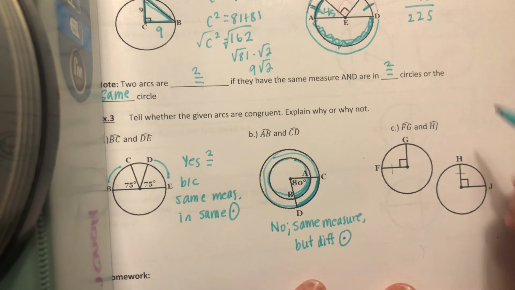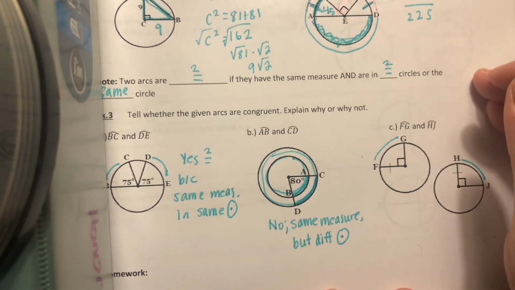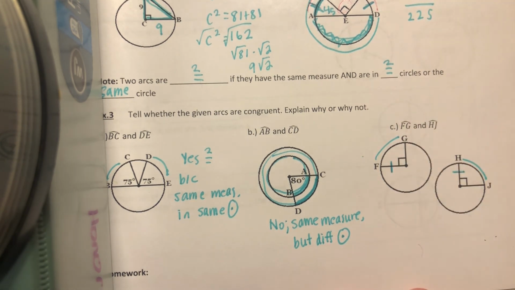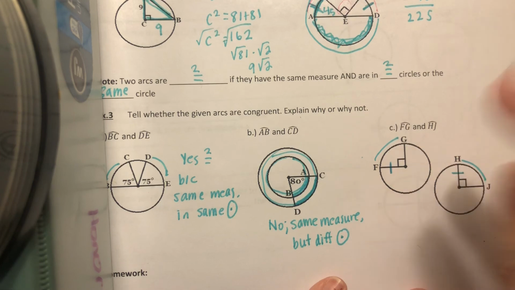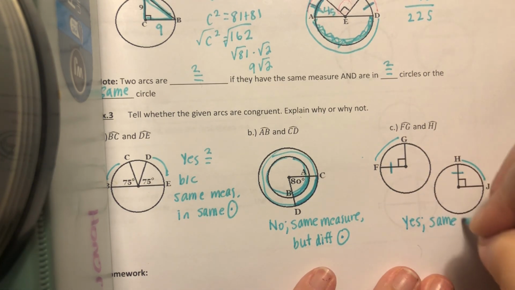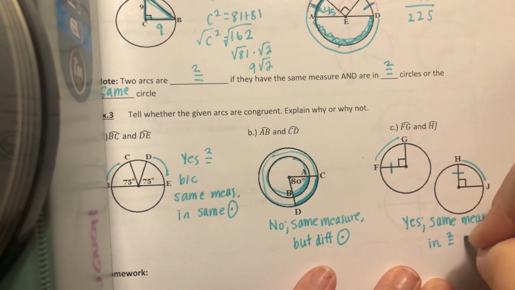Okay, then the last one is, is arc FG congruent to arc HJ? We don't have the same circle, but again, the radii are marked congruent. So we know these circles are congruent. So this would be yes, same measure in congruent circles.